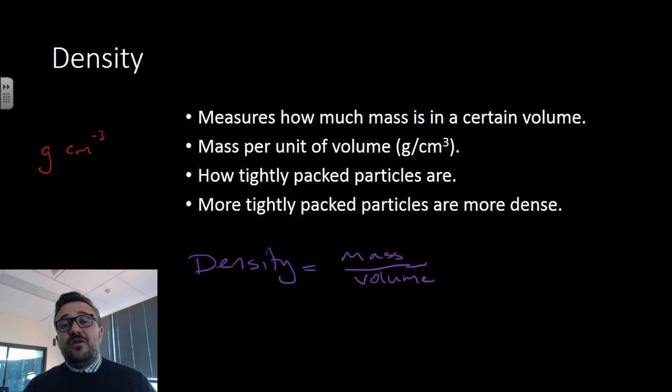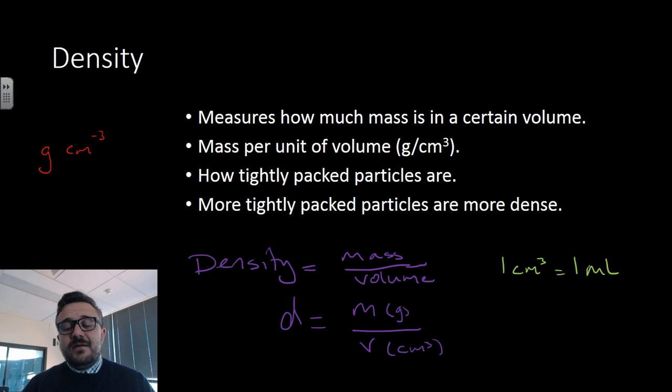Density is mass over volume, which makes sense because it's grams per, which means over, centimeters cubed. And we see that with D equals M over V. That's the equation you need to remember. And another little tip to remember here is that 1 centimeter cubed, which is the standard unit we'll use, is equivalent to 1 milliliter.